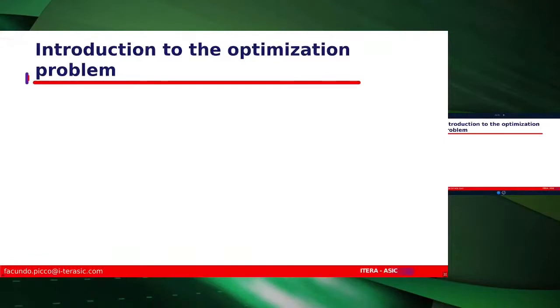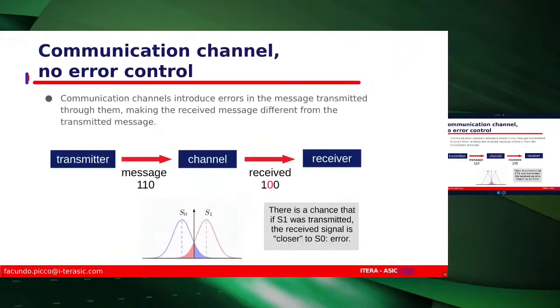So now let's take a quick look at the problem we are trying to optimize using genetic algorithms. To start with, what does a communication channel look like when we have no error control? Communication channels introduce errors. So we have a transmitter which wants to send a message to the receiver, and that needs to go through a communication channel. In our case, that's mostly fiber. Basically the channel has a limited signal to noise ratio, and that causes some bits of the message to be flipped, causing an error at the receiver side.